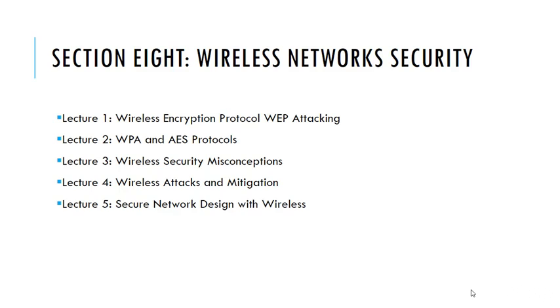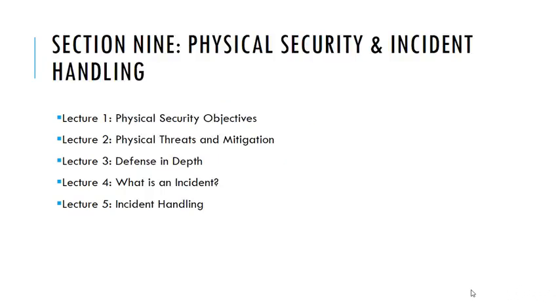Lecture 3 handles wireless security misconceptions, and what people think wireless networks can offer while they really do not offer these things. Lecture 4 speaks about wireless attacks and how they can be mitigated. Lecture 5 shows how we can secure a wireless network from the point of designing such a network, and how we embed the wireless infrastructure in a secure way inside the wired infrastructure.